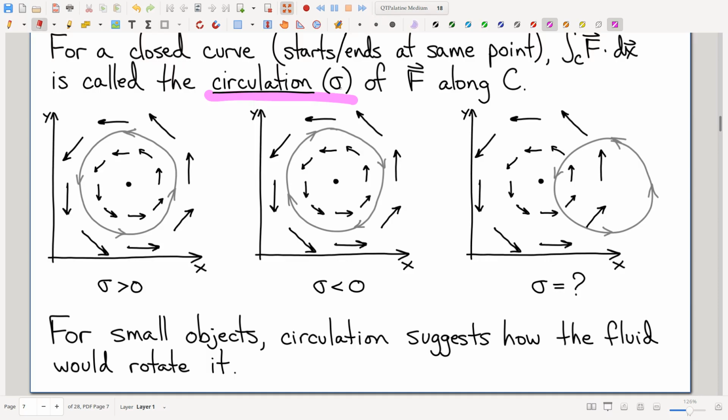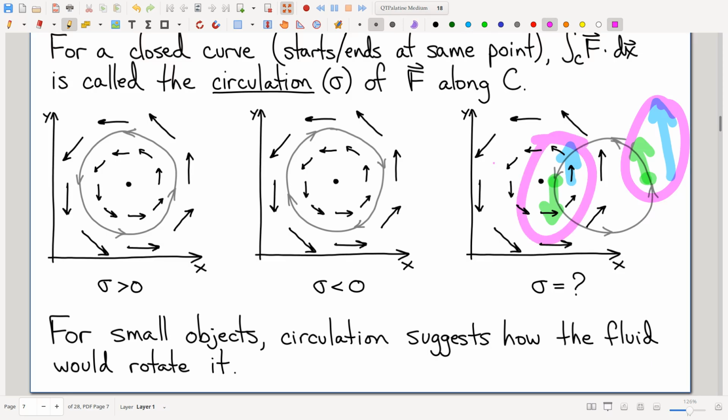Okay, last little diagram that I have here. Sometimes it's really not obvious what's going on. So, for example, at this point here, the curve is going sort of that way, but notice the fluid is going sort of that way. But over on the other side, the curve is going that way, and the fluid is also going that way. So we've got a weird sort of tug-of-war between opposing contributions. We have positive contributions coming from over there, negative contributions coming from over here.